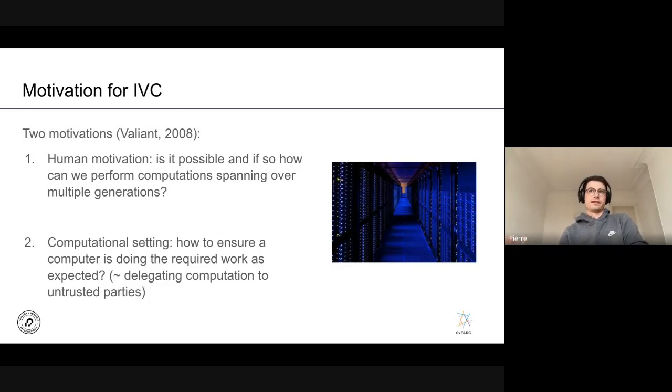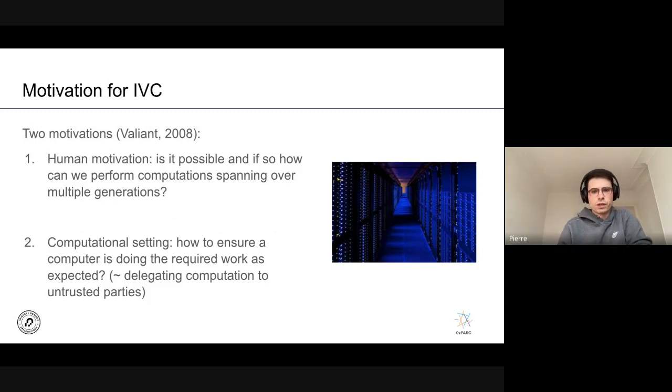The question that he asked is whether you can, for instance, checkpoint the computation so that if it fails, you can continue the computation where it stopped, with a proof of where it stopped, and make it possible for future generations to continue the computation that you have started. So there is this human motivation in general.